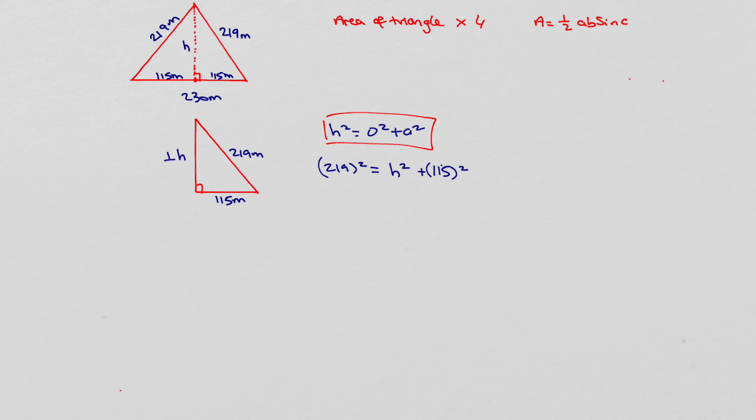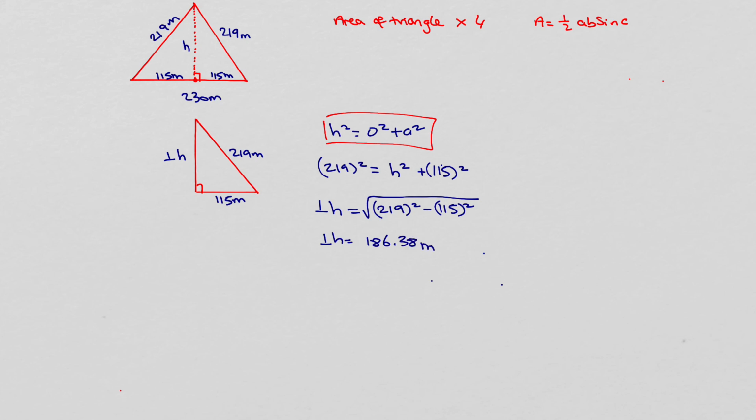Obviously we're putting in h, and we have 2 h's. So if I rearrange then to get h on its own, it'll be h squared is equal to 219 squared minus 115 squared. And then to get h on its own, I'll get the square root of both sides. So what that gives me then is a perpendicular height of 186.38 metres.